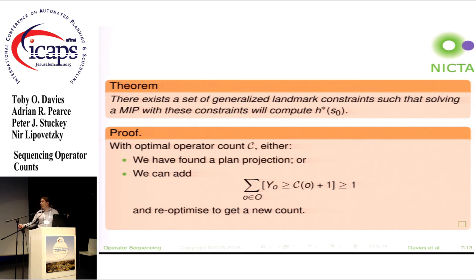And so if you iterate this, you're guaranteed to find a plan eventually, because there's only finitely many distinct operator counts, which are compatible with an upper bound on the length of the optimal plan.